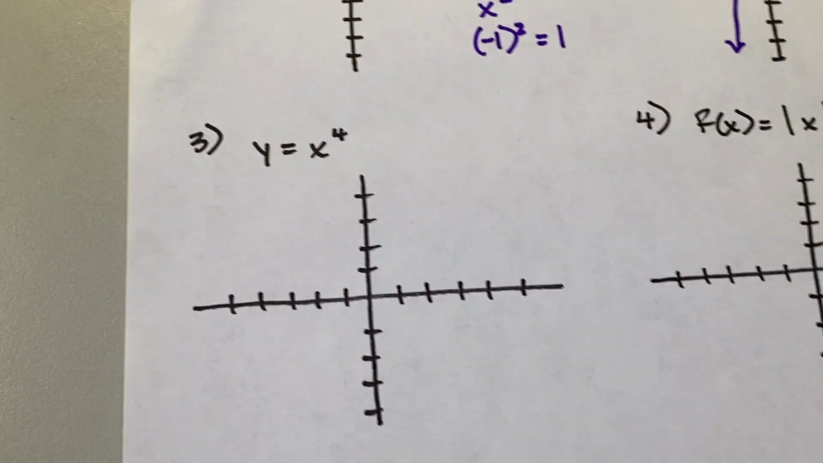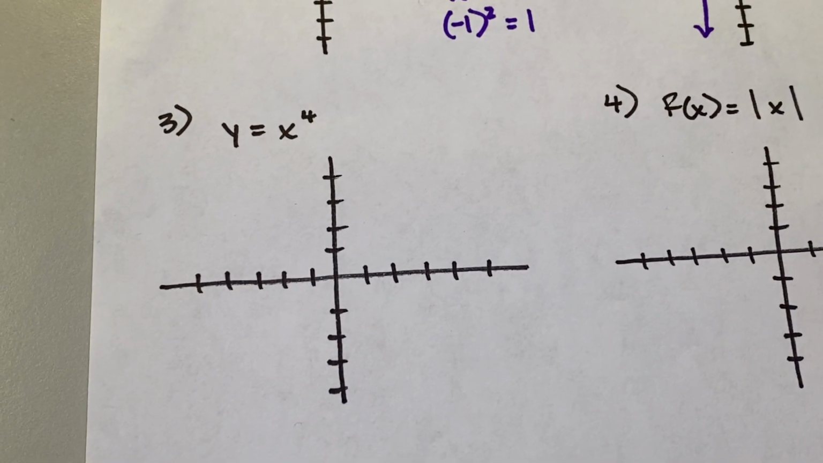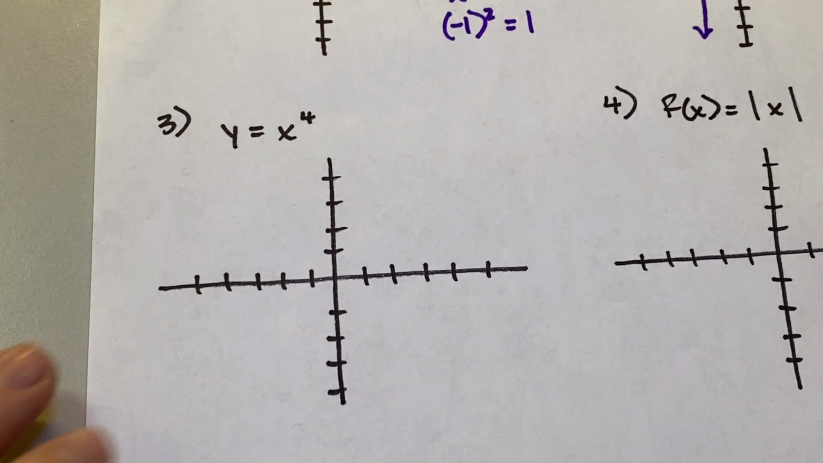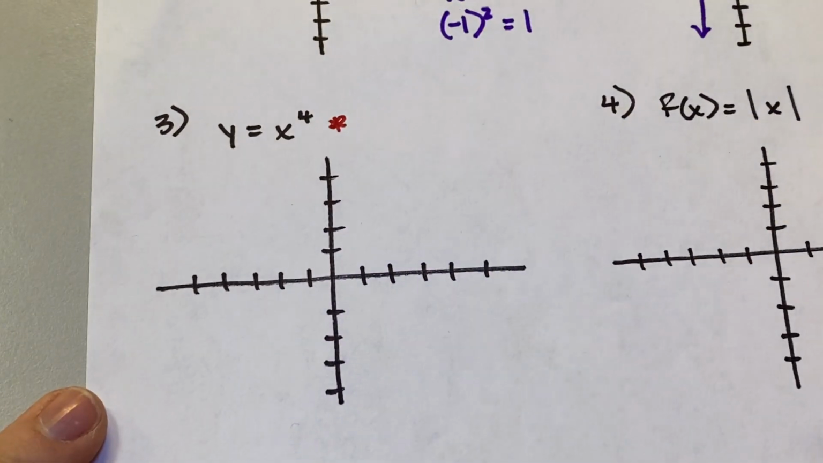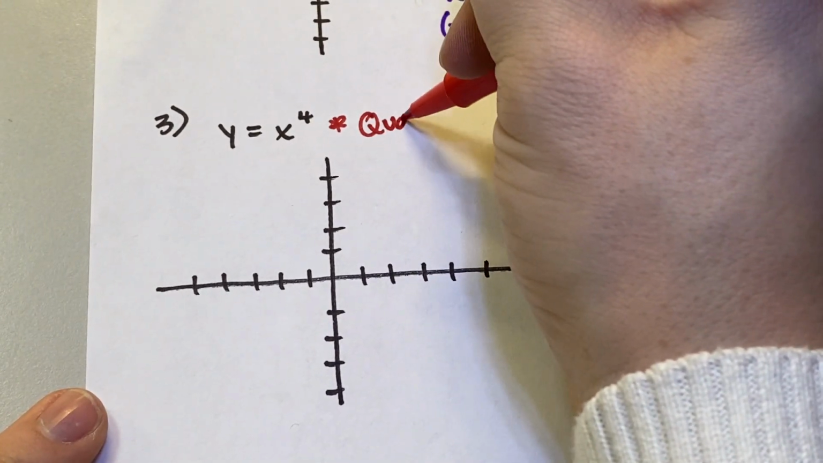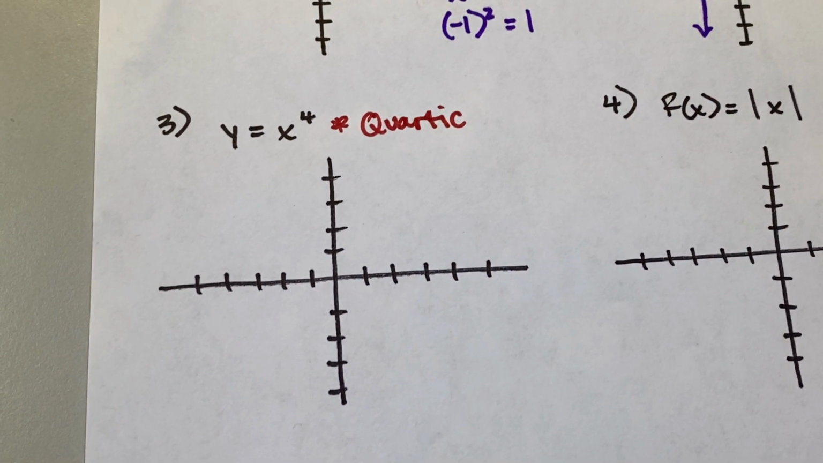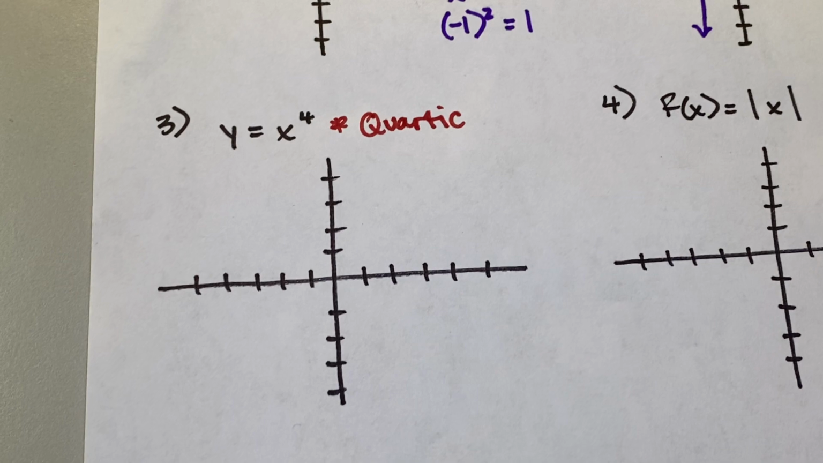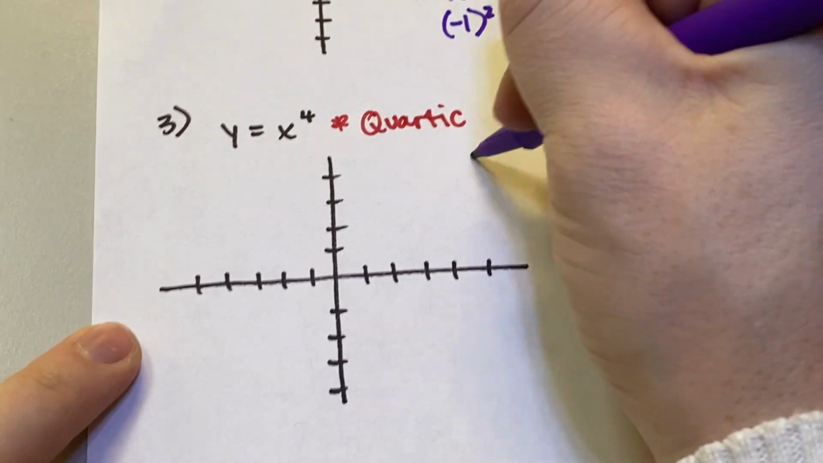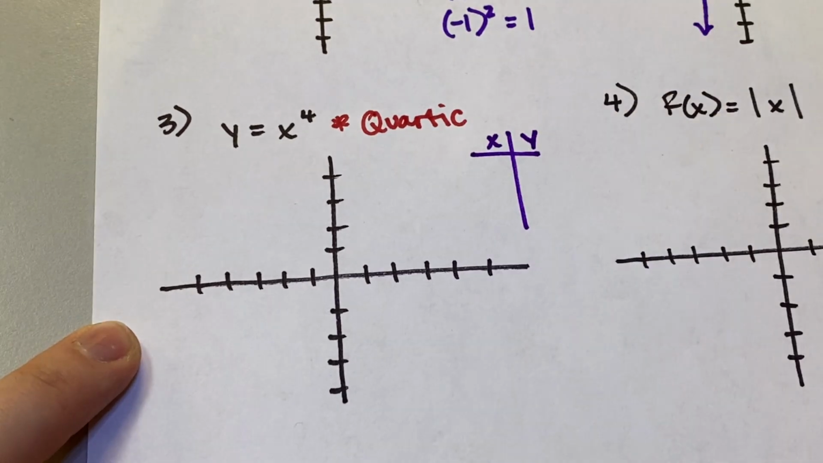Okay. Next function, again, it says y equals. It can say y equals or f of x equals. This guy's to the 4th power, so he's what we call a quartic function. Quarter. Yeah, you get it? Okay, quartic function. Same thing though. Give yourself your x and your y. We'll do the same 3 numbers for this guy.